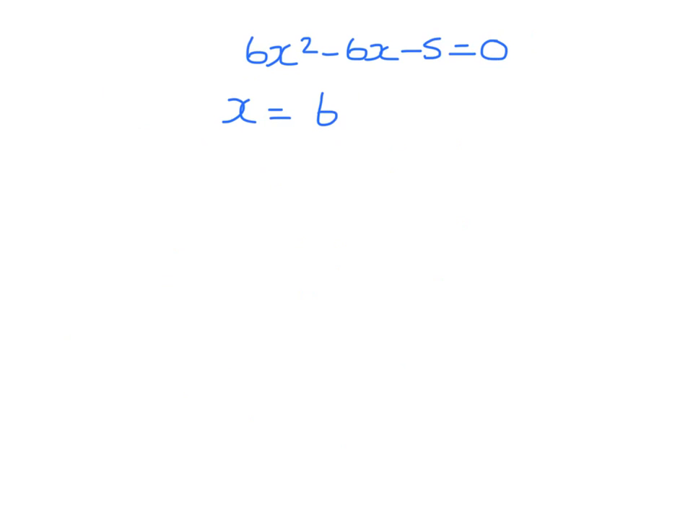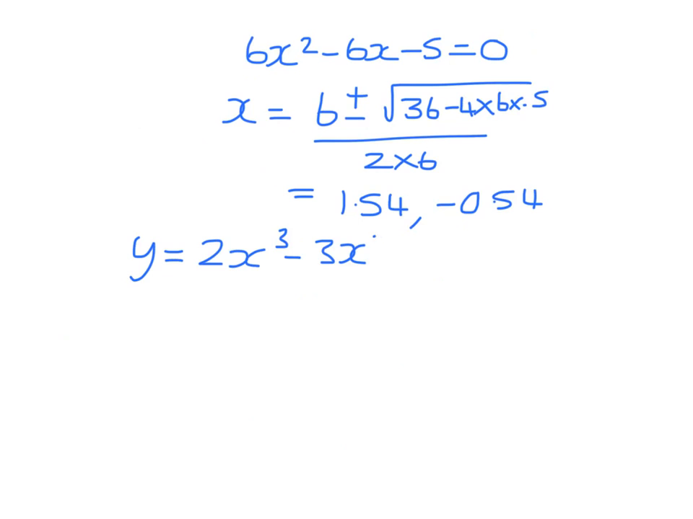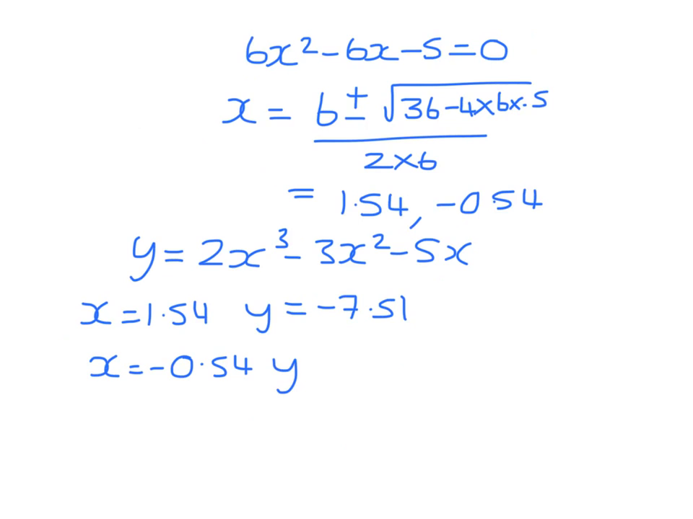So x equals minus b plus or minus the square root of b squared minus 4ac all over 2a. And that gives me two answers, 1.54 and negative 0.54. Now the y is found by 2x cubed minus 3x squared minus 5x. So when x is 1.54, this gives us a y value of minus 7.51. And when x equals negative 0.54, gives a y value of 1.51.